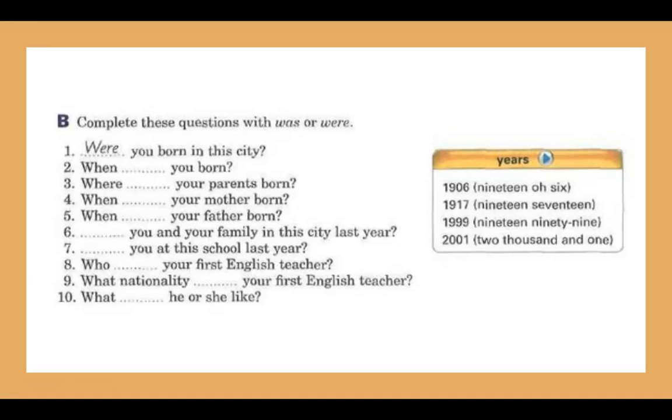Who was your first English teacher? Okay, who was your first English teacher? Siempre denoten a question, okay? Pregunta como, así. What about the next one? Ninth one. What nationality was your first English teacher? Awesome. Okay, thank you. And the last one, can someone help me?